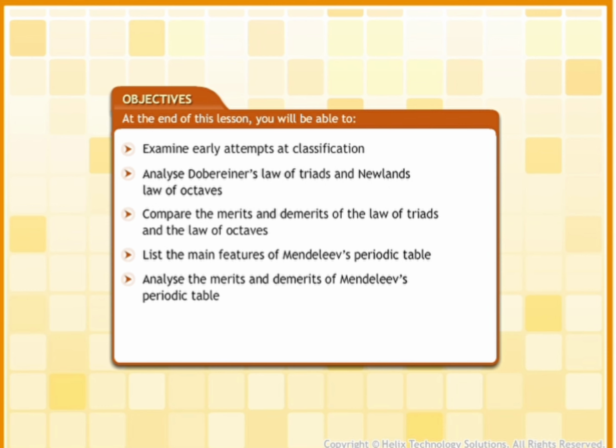In this lesson, we will learn how the attempts to classify elements led to the evolution of the periodic classification of elements. At the end of this lesson, you will be able to examine early attempts at classification, analyze Dobereiner's law of triads and Newlands' law of octaves, compare the merits and demerits of the law of triads and the law of octaves, list the main features of Mendeleev's periodic table, and analyze the merits and demerits of Mendeleev's periodic table.